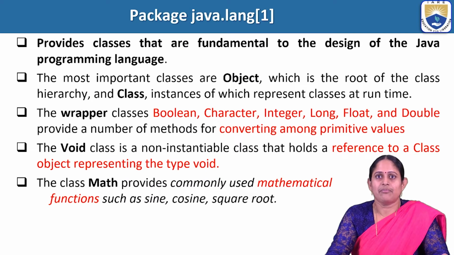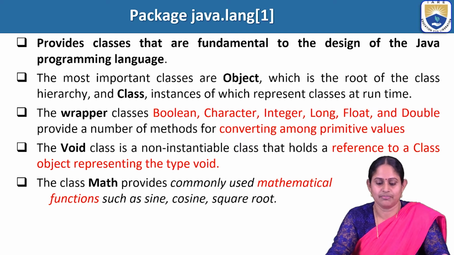The lang package provides classes that are fundamental to the design of the Java programming language. The most important classes are Object, which is the root of the class hierarchy, and Class, which provides the instances that represent the classes at runtime. The wrapper classes are also present inside the lang package, and these classes are Boolean, Character, Integer, Long, Float, Double, which provide a number of methods for converting the primitive values into objects.